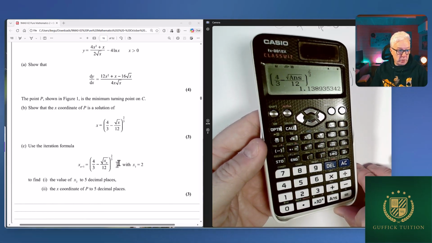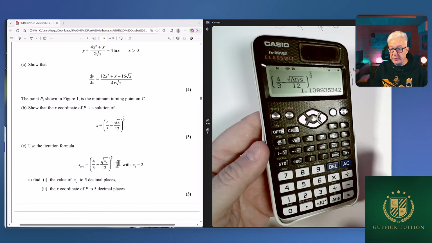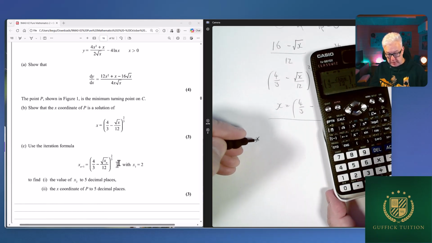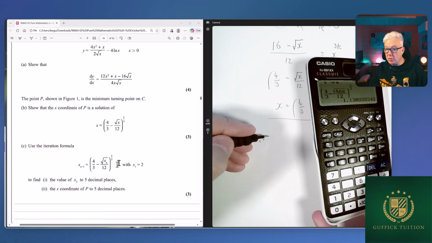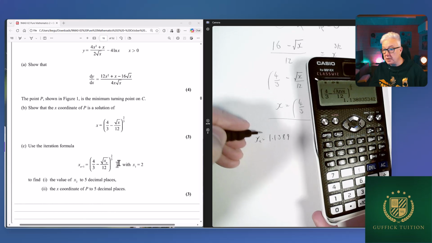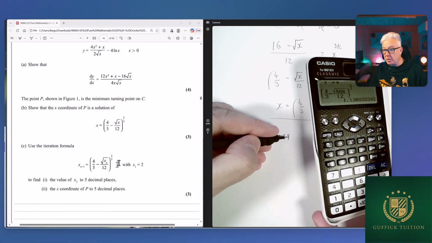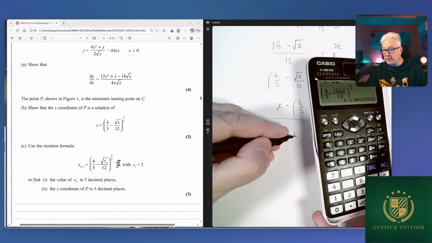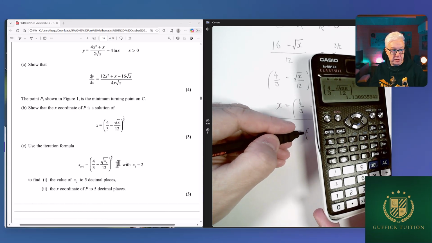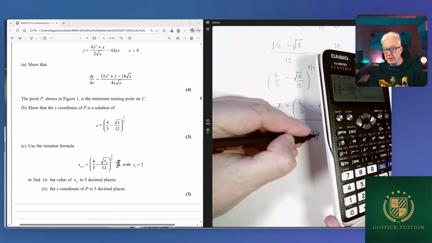When I press equals one time now, we're going to get x2. So we've just got to write down x2 to 5 decimal places. So x2 is equal to 1.13894. So that's our answer. That's our x2 to 5 decimal places.